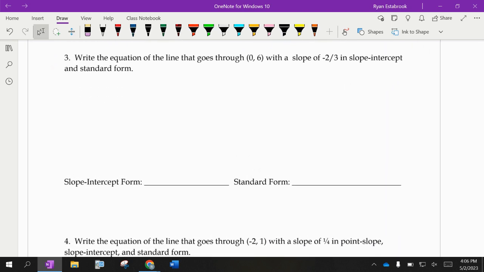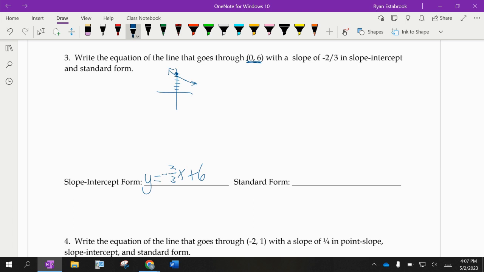Number 3, write the equation of the line that goes through 0, 6. So 1, 2, 3, 4, 5, 6. It has a slope of -2/3. So the line looks like this if I was supposed to graph it. And what's good about this is 0, 6 is actually our y-intercept. So my equation, y equals -2/3 x, because that's the slope, plus 6. So that part wasn't that bad to do.